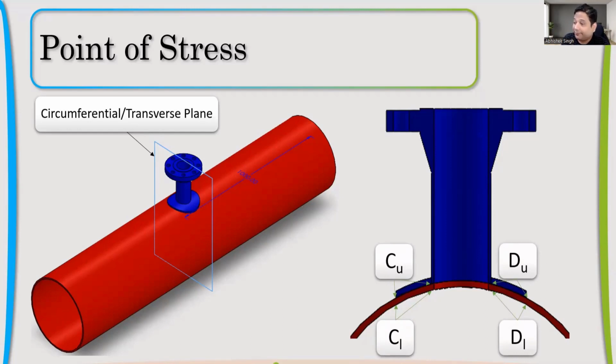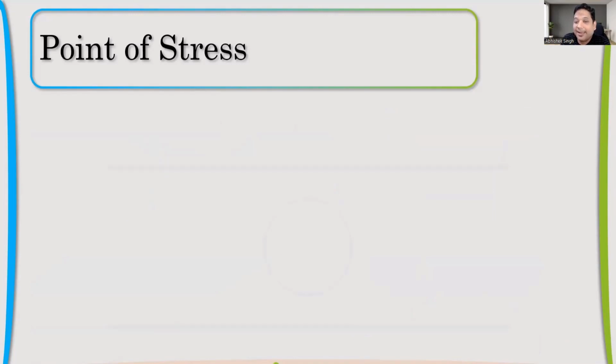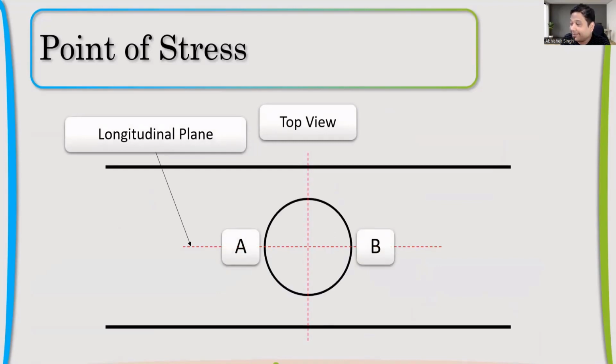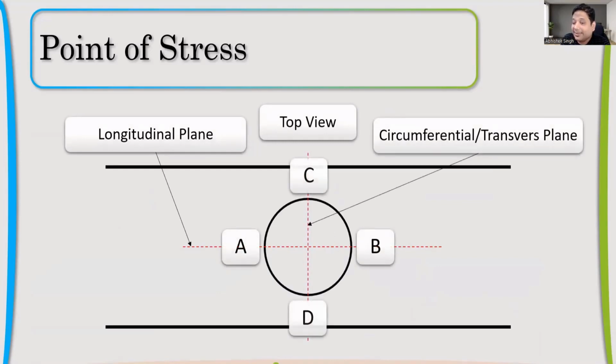So first 2 points, A and B, in longitudinal plane. Second 2 points in circumferential plane. It's important because it will get added and it will become much more interesting as you go forward. So A, B, C, and D. In top view, just to make it clear, in longitudinal plane, we took 2 points, A and B. In circumferential plane, we took 2 points, C and D.